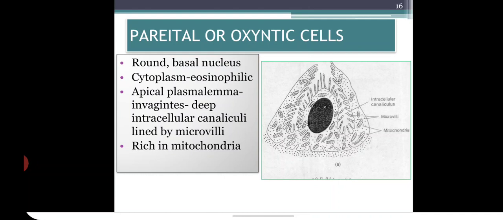Parietal cells or oxyntic cells, which are round, having the basal nucleus and eosinophilic cytoplasm. Plasmalemma of the apex invaginates deep so that they form the intracellular canaliculi. So the canaliculi go into the cell itself, lined by the microvilli. These cells are rich in the mitochondria.